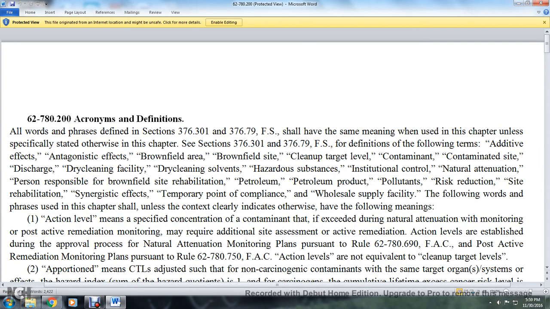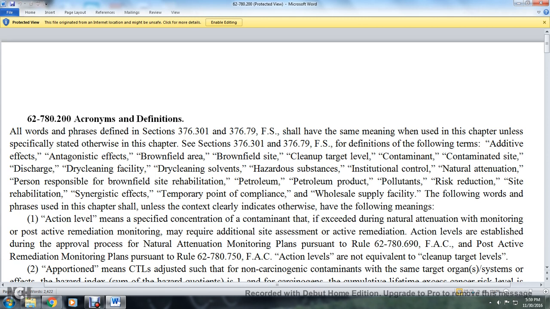376.301, 376.79, for the definitions of the following terms: additive effects, antagonistic effects, brownfield area, brownfield site, cleanup target level, contamination, contaminated site, discharge, dry cleaning facility, dry cleaning solvent, hazardous substance, institutional control, natural attenuation, person responsible for brownfield site rehabilitation, petroleum product, pollutants, risk reduction, site rehabilitation, synergistic effects, temporary point of compliance, wholesale supply facility.